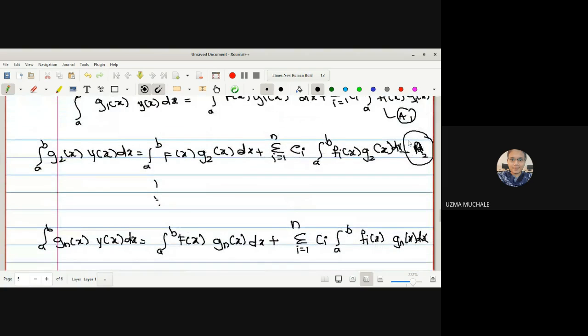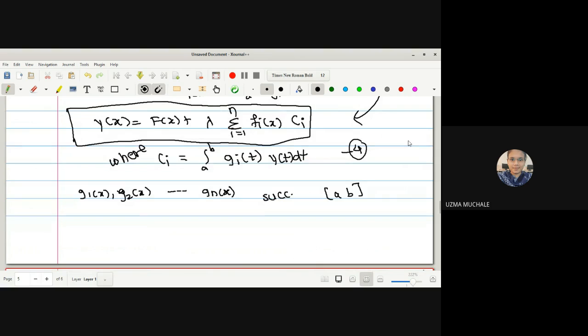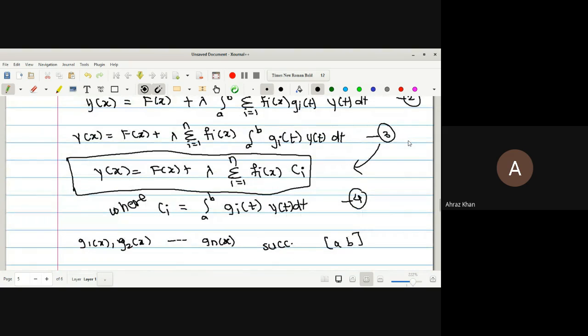Can you tell me what is the next step we have done for the last method? We have substituted alpha ji. Here the value of ci is also given to us. Equation 4. What is c1? Integration a to b g1 y of t. c2 is integration a to b g2 y of t dt.